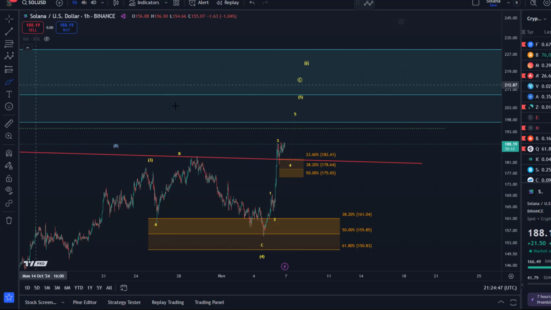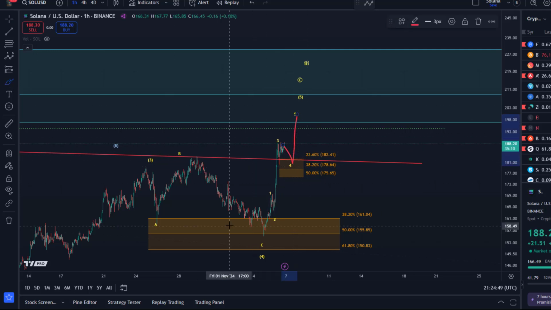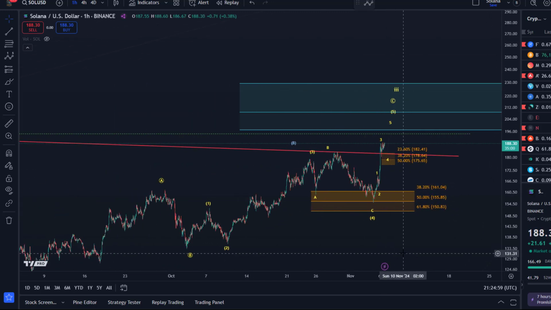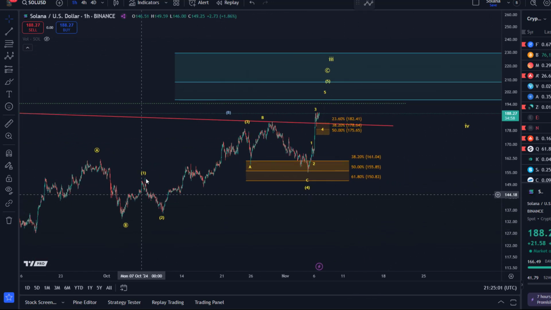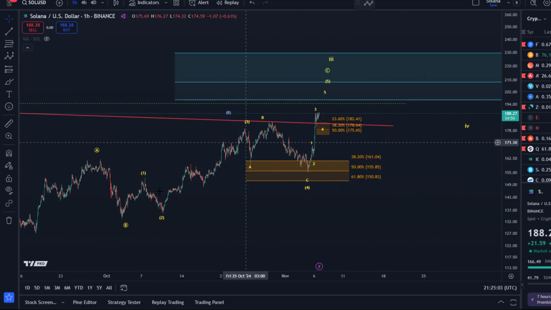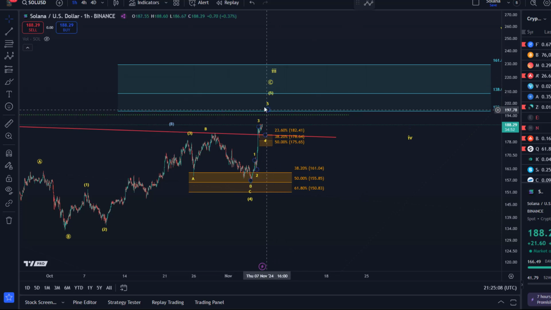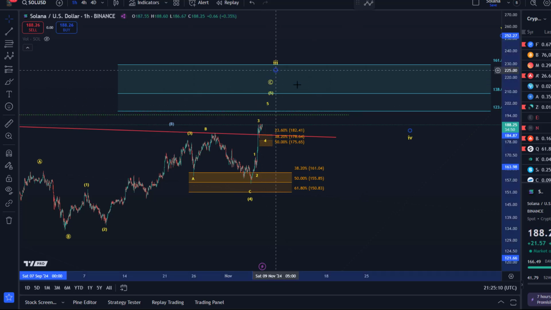Okay, so let's assume we get one more high. That means it's a 5-wave move. Now, a 5-wave move typically ends something, or it starts something. So what does that mean? If it's ending something, it would complete this 1, 2, 3, 4, 5 move that started at this B wave low on the 3rd of October. That means it would complete wave C of 3, and wave 4 support would start.